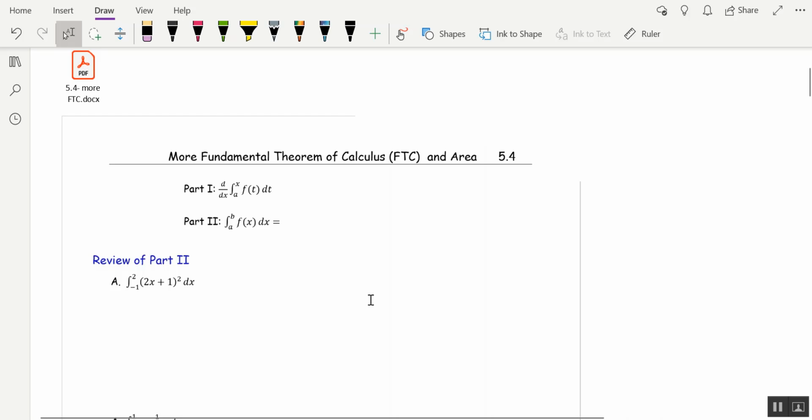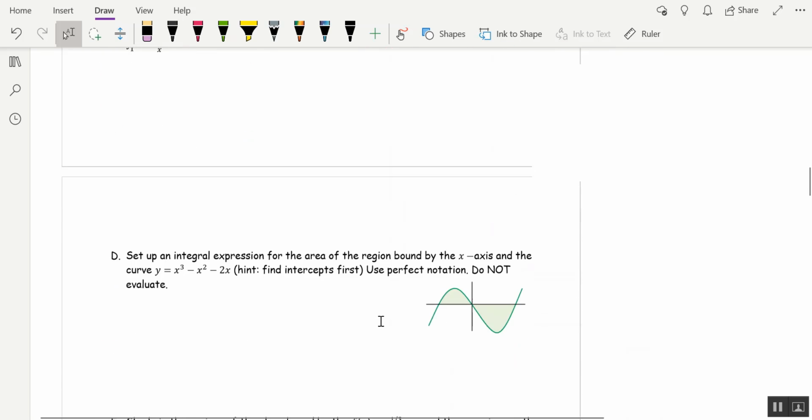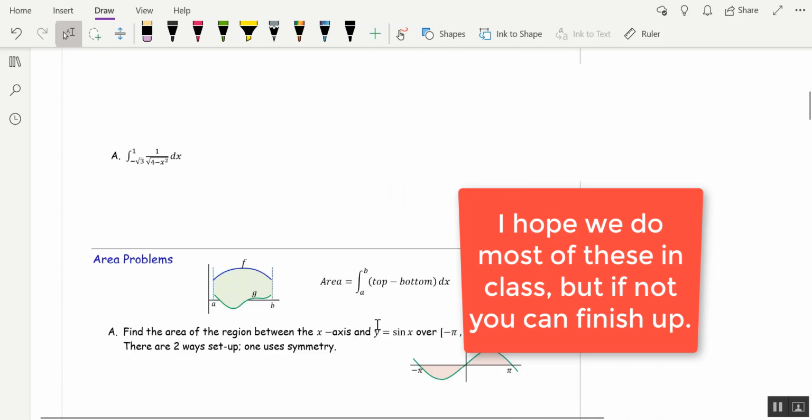Welcome to section 5.4. Today we're going to review part 2 of the fundamental theorem and talk about area. It's going to be a fairly short lecture because the majority of it I want you to spend doing problems, and so there's a lot of practice problems for you to do. Make sure you do them.